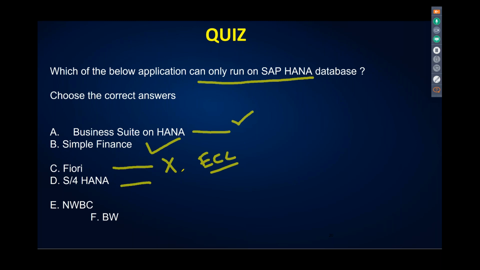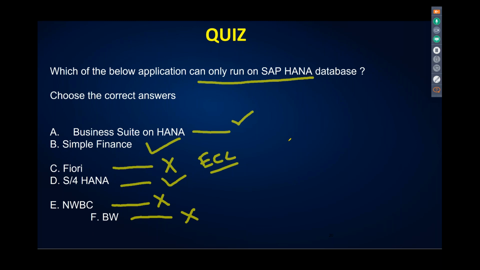S4HANA is correct. Yes, it works with the HANA database only. It cannot work with any other databases. NWBC, NetWeaver Business Client, is again the old one, which supports all of the different products. So this is also not a correct answer. BW also has an option with HANA, or it can also run without HANA. So this is also not a correct option.